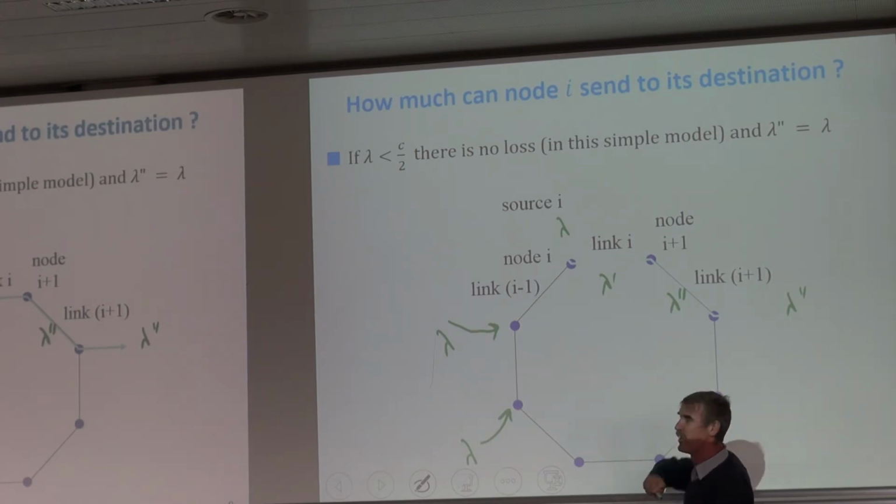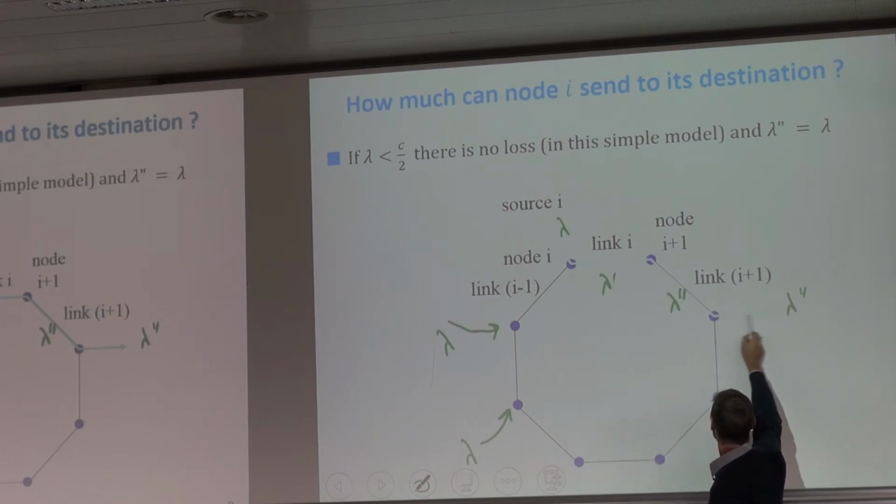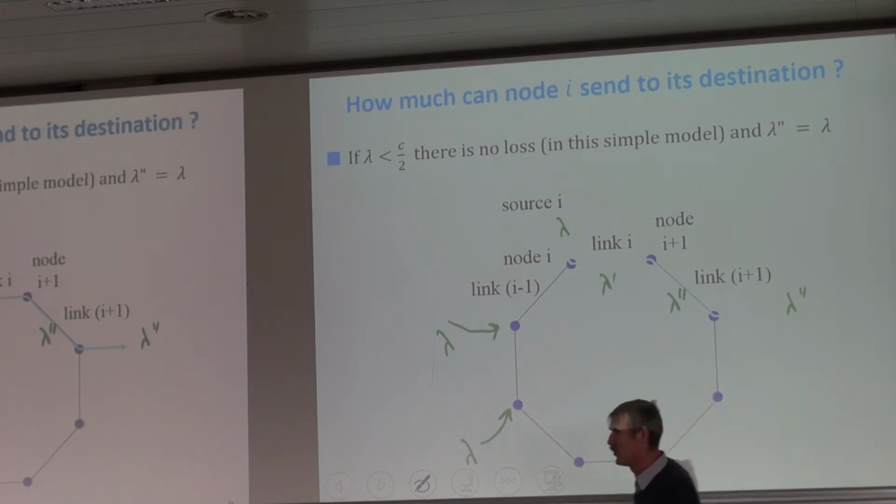So lambda second might be less, and then when you go out, I assume here there is no congestion. There is only one flow going here, so what goes out is lambda second. This is what I assume here.